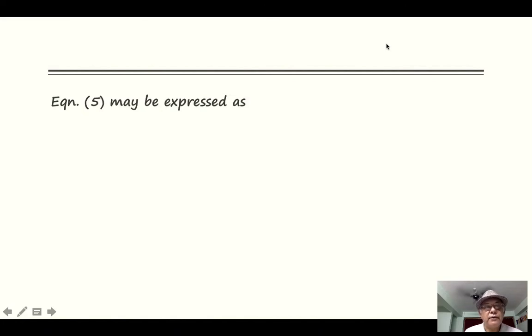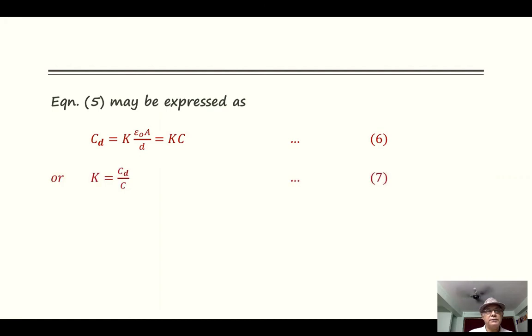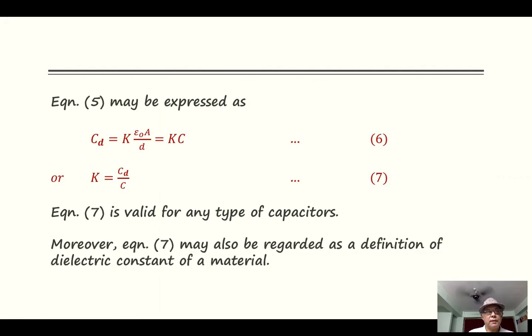Equation 5 may be expressed as C_D equal to K epsilon naught A divided by d, equal to KC. This is equation 6. Or K equal to C_D divided by C. This is equation 7. Equation 7 is valid for any type of capacitors. Moreover, equation 7 may also be regarded as a definition of dielectric constant of a material.